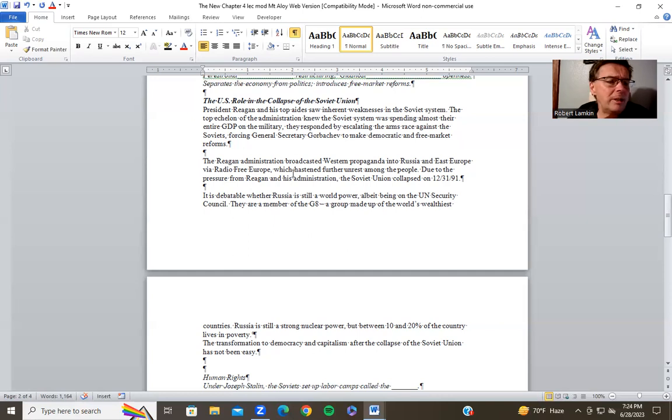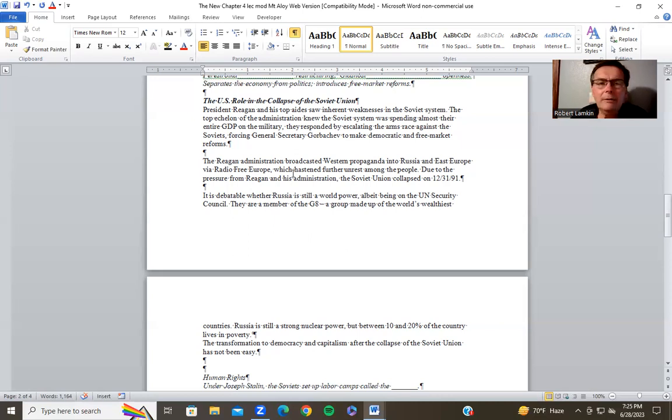Also, the Reagan administration began to broadcast Western propaganda into Russia and East Europe via Radio Free Europe, which hastened unrest amongst the people as well. So people are getting a taste of freedom. They're hearing about even more freedom. And it's just causing a groundswell of dissent. This leads to the fall of the Berlin Wall in 1990, and then something that none of us alive at that time growing up ever thought we'd see.